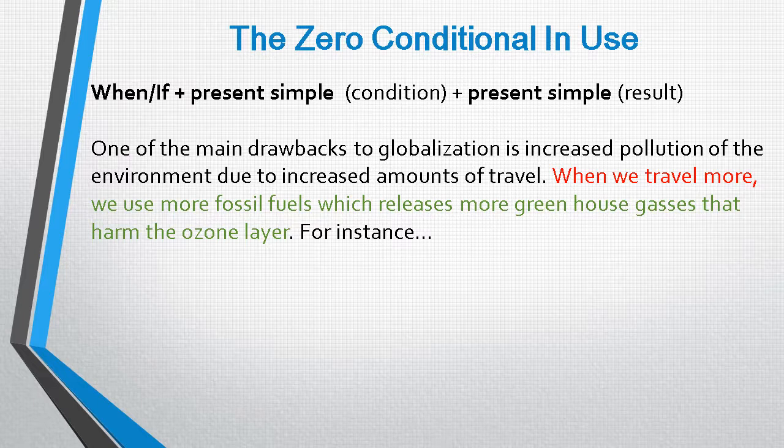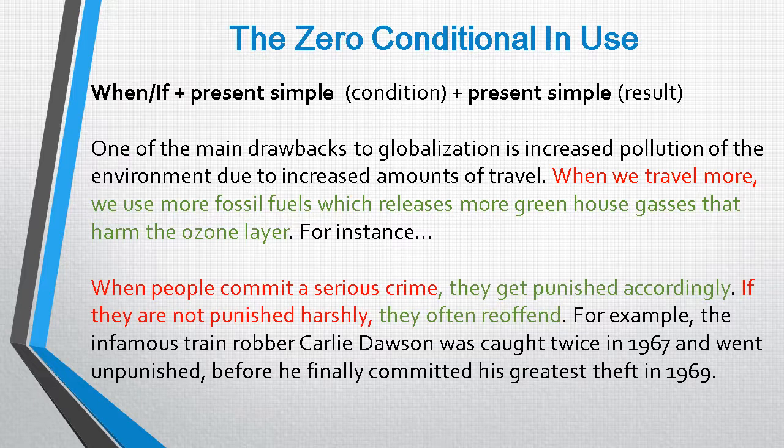Here's another example. When people commit a serious crime, they get punished accordingly. If they are not punished harshly, they often re-offend. For example, the infamous train robber Carly Dawson was caught twice in 1967 and went unpunished before he finally committed his greatest theft in 1969.